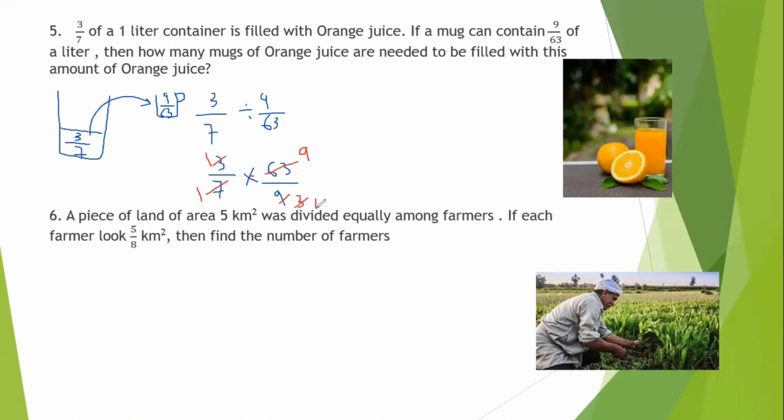3 divided by 3 equals 1. 9 divided by 3 equals 3. Now multiply. 1 times 3, 3. 1 times 1, 1. 3 out of 1 means 3 divided by 1 equals 3.